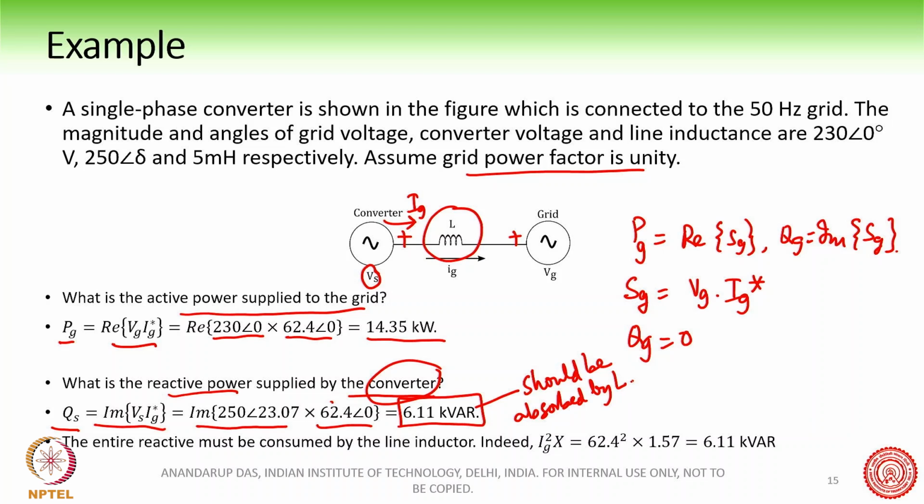It must be, because we are not injecting anything into the grid, so no reactive power is being injected into the grid, and the entire reactive power must be consumed by the line inductor. Indeed, if you double check, Ig square into X is the reactive power being absorbed by the filter inductor. So Ig square into X is also 6.5. So this and this are equal. That verifies that whatever reactive power the converter supplied is entirely absorbed by the inductor.